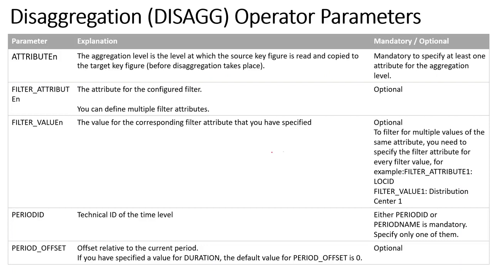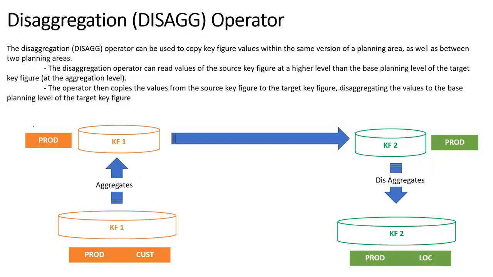These are the parameters that we use. That attribute is mandatory. It is the aggregation level at which the source key figure is read and copied onto the target key figure. In this example, product ID is that attribute 1. So the system aggregates to this level.